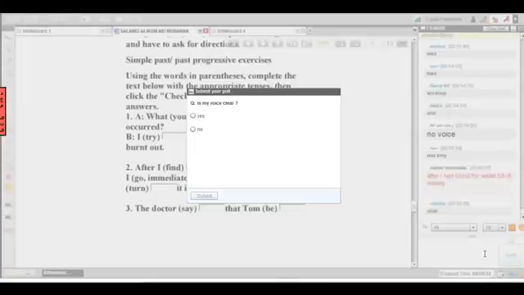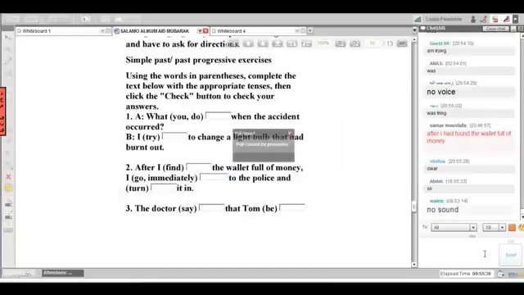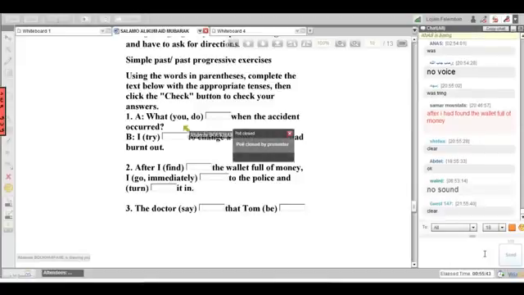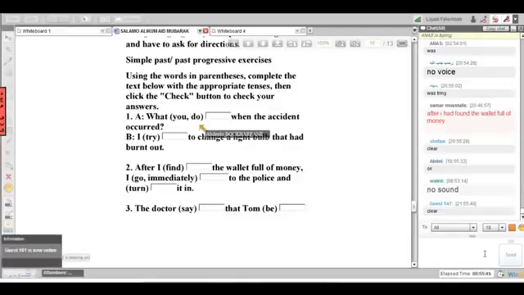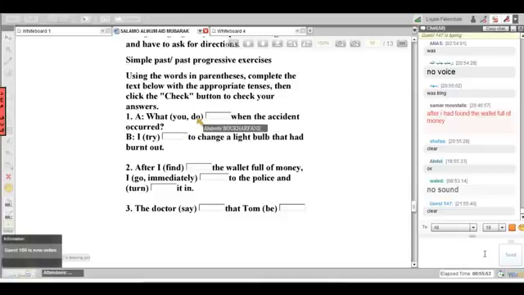There was an action that interrupted what you were doing. It means, what were you doing when the accident happened? What were you doing when the accident occurred? Okay? The answer: I will try to change a light bulb that had burnt out.